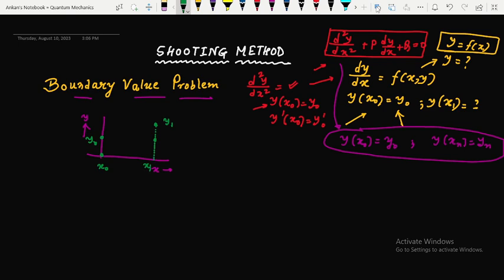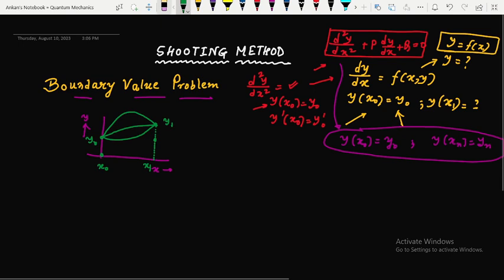You have to approach this solution by guessing the value of y at this x1. Okay, so I have to shoot out the solution curve that must end on this point. So I must take the value of the slope of this curve so that the right slope will get involved, or the curve may go from this to this, or the curve may go from this to this. All of these curves approach y1 but with different slopes.